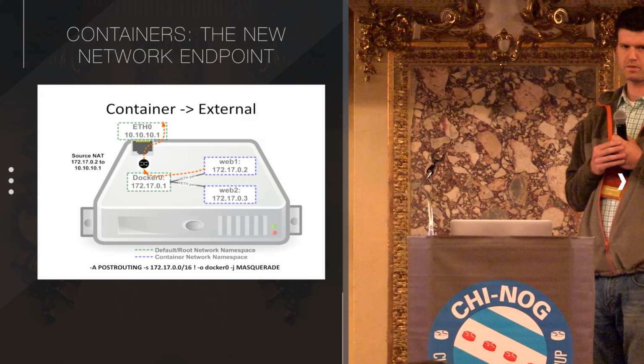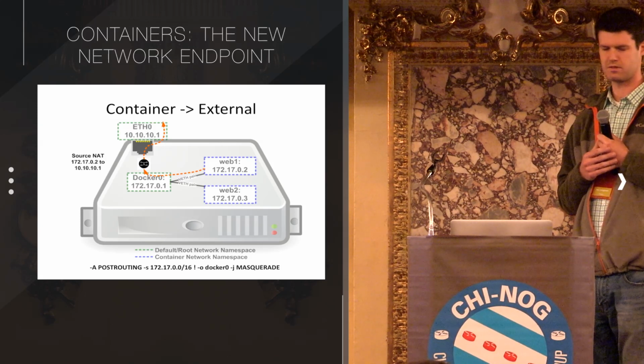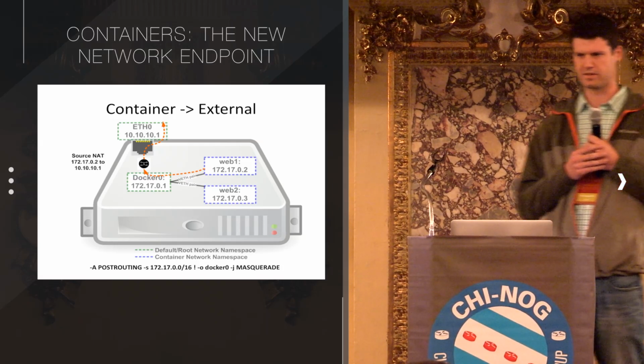Masquerade will do a route lookup, it'll determine the egress interface and source NAT the traffic behind that IP. So sort of just like how we access stuff on the internet, right? We're just hiding the traffic behind a known IP address.